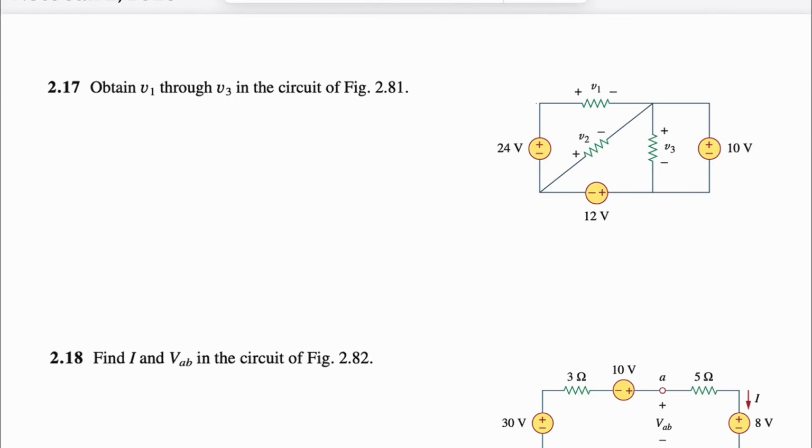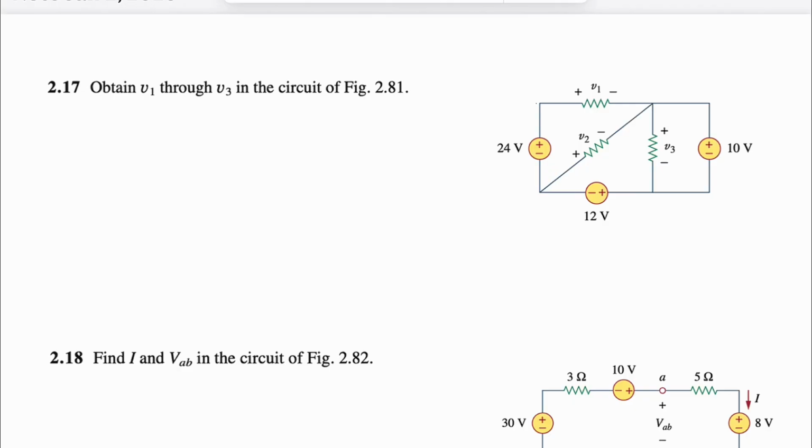Alright guys, welcome back. I have two more questions lined up for you from the second chapter of Fundamentals of Electric Circuits. In the first one, we need to obtain V1 through V3 in the circuit of the figure on the right hand side. So we have V1, V2, V3 as unknowns, and we're going to apply Kirchhoff's voltage law, KVL, through the different loops that we have.